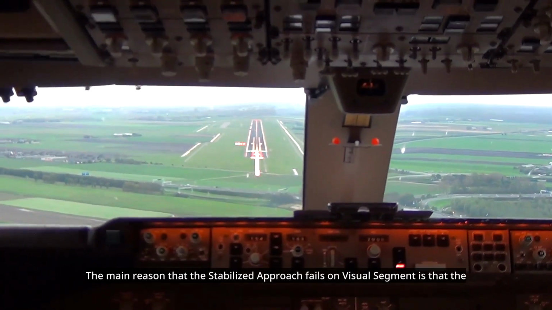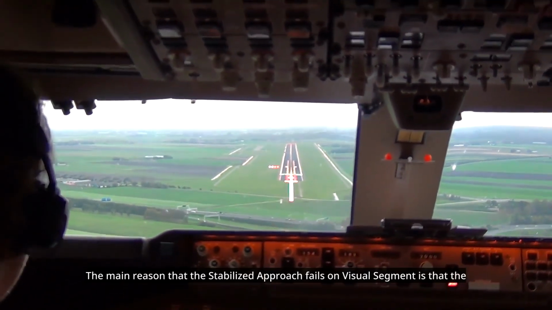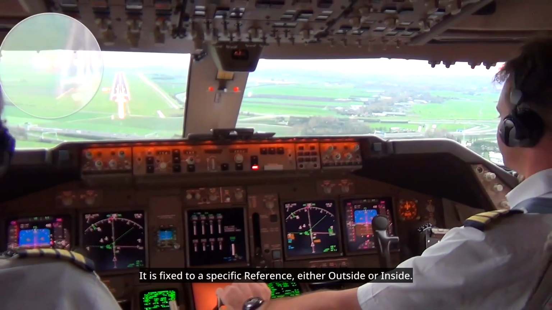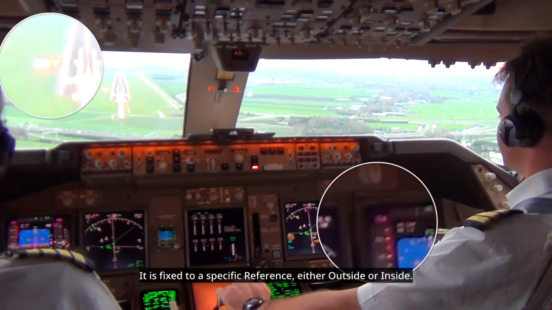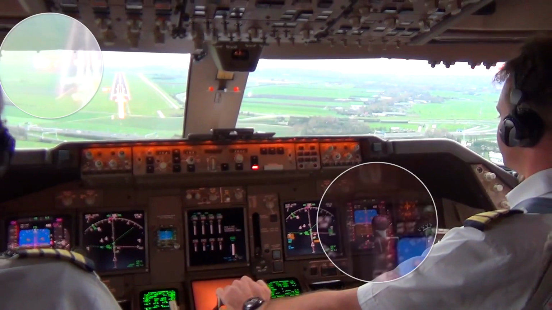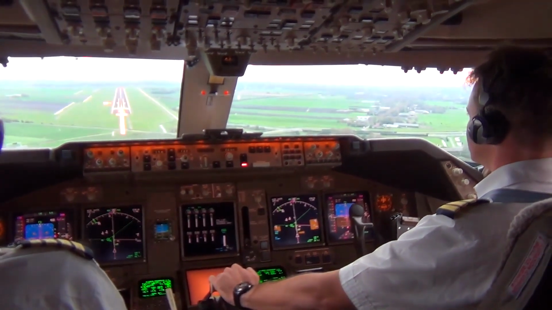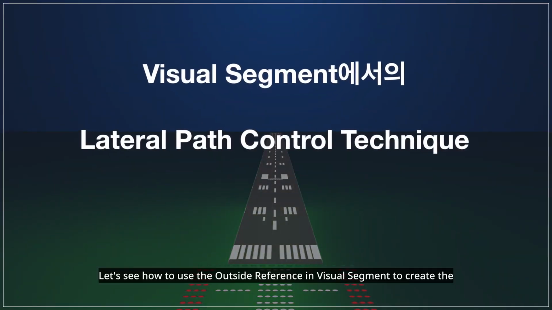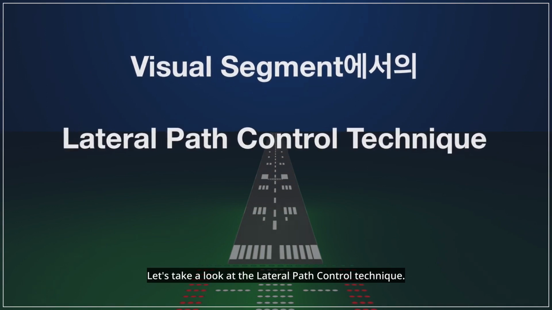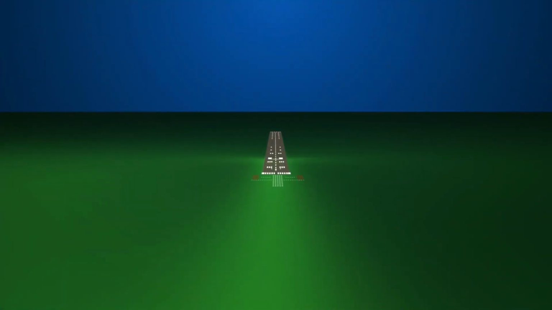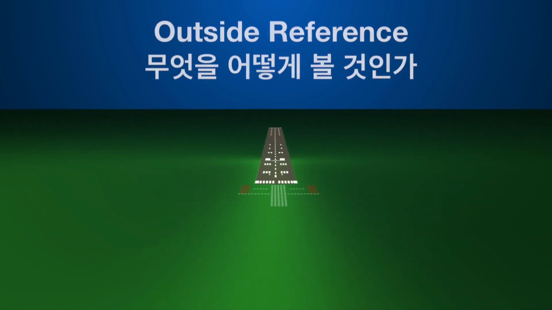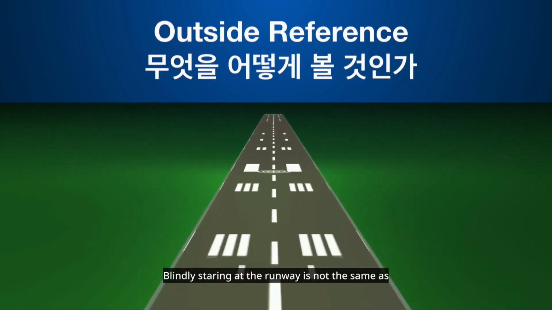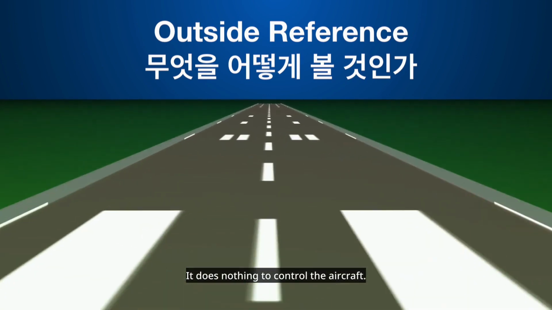The main reason that the stabilized approach fails in the visual segment is that the pilot's attention is fixed to a specific reference, either outside or inside. Let's see how to use the outside reference in the visual segment. Let's take a look at the lateral path control technique. In the visual segment, blindly staring at the runway without the goal of seeing what or how does nothing to control the aircraft.